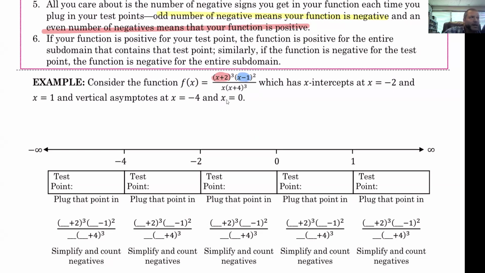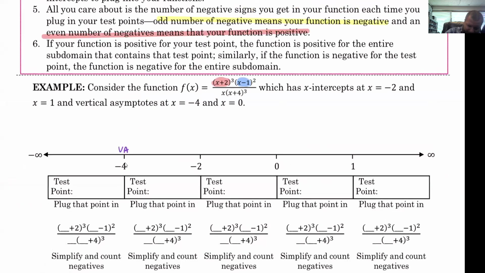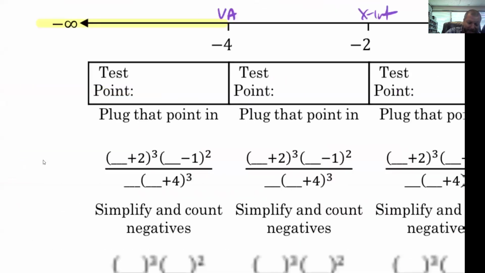So I'm going to break this up according to these vertical asymptotes and x-intercepts. I have a vertical asymptote right here. It's not important that it's a vertical asymptote, but that's a vertical asymptote right there. I also have an x-intercept here, a vertical asymptote there, and an x-intercept there. So the idea is that we want to take some value on this pretty big subdomain from -infinity to -4. Pick any value of x that lives in there. I'm going to say x equals -5.